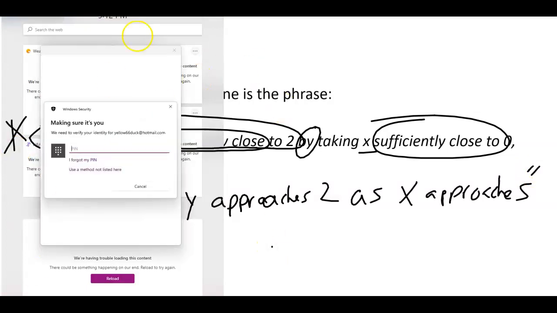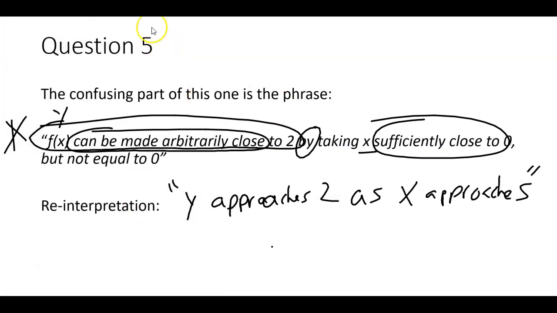Oops, sorry. Technological issues here. Just a moment. Oh, we're having problems. There we go. All right.